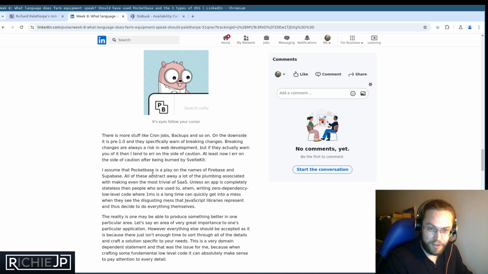I assume that Pocketbase is a play on the names of Firebase and Supabase. All of these abstract away a lot of the plumbing associated with making even the most trivial of SaaS, unless an app is completely stateless. People who are used to writing zero dependency low level code where 1 millisecond is a long time can quickly get into a mess when they see the disgusting mess that JavaScript libraries represent and thus decide to do everything themselves.